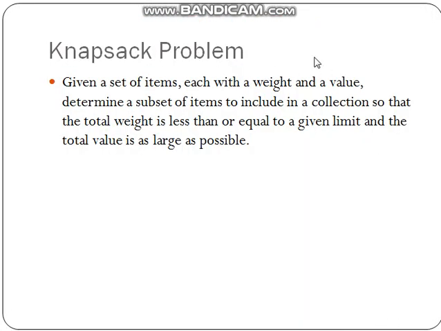Here, given a set of items, each with a weight and a value, determine a subset of items to include in a collection so that the total weight is less than or equal to a given limit and the total value is as large as possible. So the knapsack problem is a combinatorial optimization problem, and it appears as a sub-problem in many more complex mathematical models of real world problems.